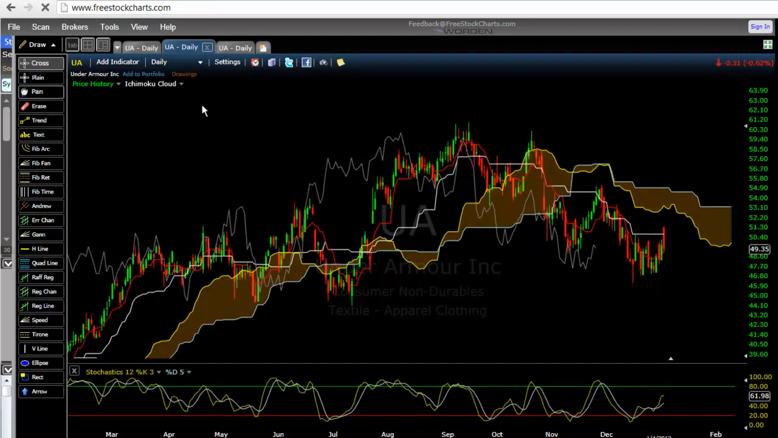Under Armour's been pretty weak. If we get back up to the Kumo, it might be an area to short. Somewhat bullish, or excuse me, somewhat bearish chart. Stochastics is looking a little bit timid.